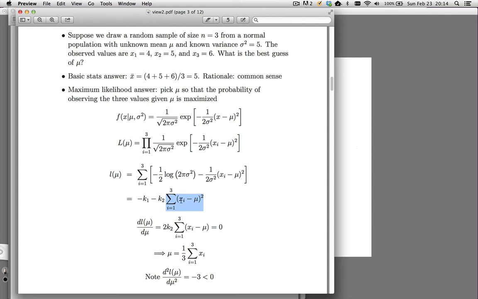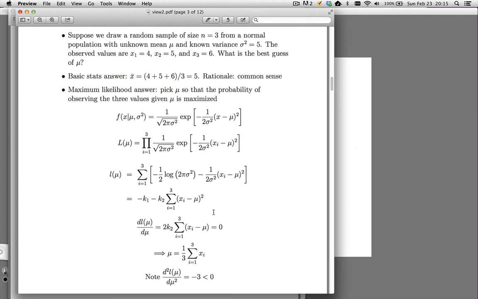Okay, so anyway, we have to minimize this. What happens? Well, K1 goes away when we take the derivative, and then we're left with this K2, but if we divide both sides by K2 after we set this equal to 0, K2 goes away. So in essence, we have to pick our value to minimize this quantity. So in other words, we're going to choose mu to be 1/3 times the sum of the x's, which is what we got using common sense. All right, so that's maximum likelihood.